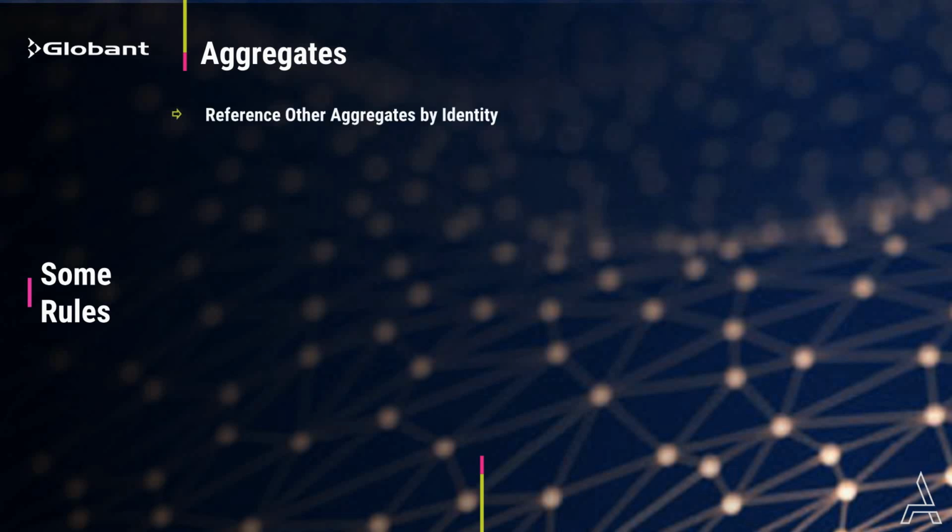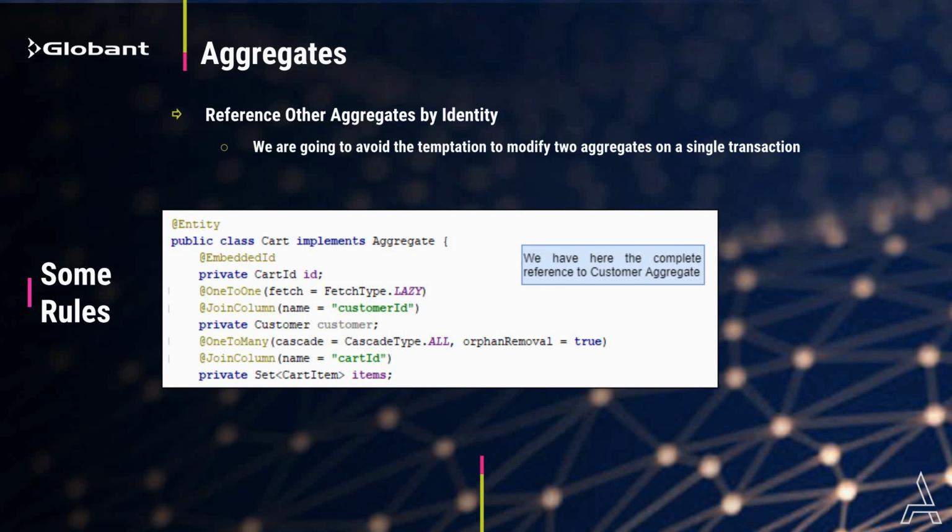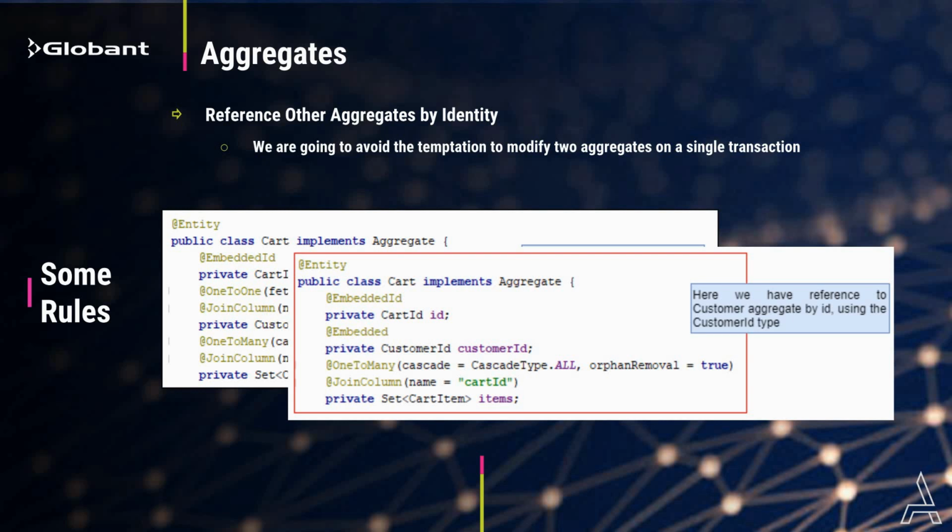The third rule is reference other aggregates by identity. If you have aggregates that are composed by other aggregates, it is better to reference those internal aggregates using the root ID instead of the entire object. When you have reference to other aggregates inside an aggregate, you could be tempted to change the state of those aggregates, which is not desired. Remember that we should try to modify only one aggregate in a single transaction. Let's check an example. Here in the cart aggregate, we have the complete reference to the customer aggregate. We can replace that and have a reference to the customer aggregate by ID using the customer ID value object.